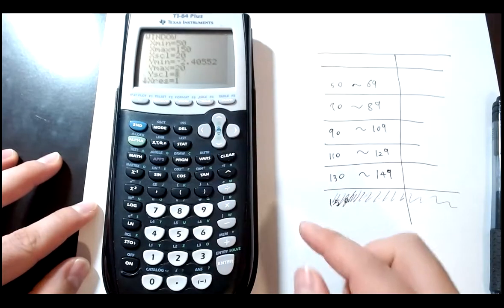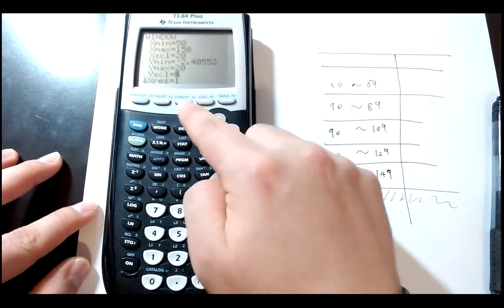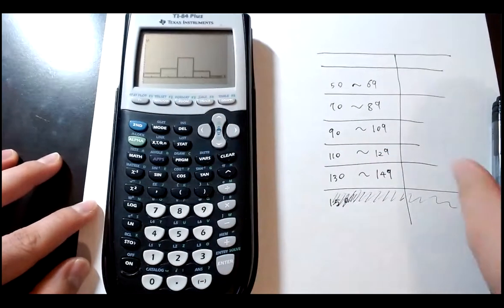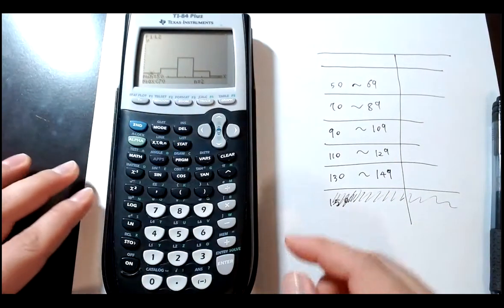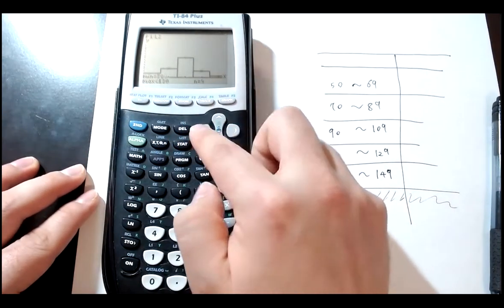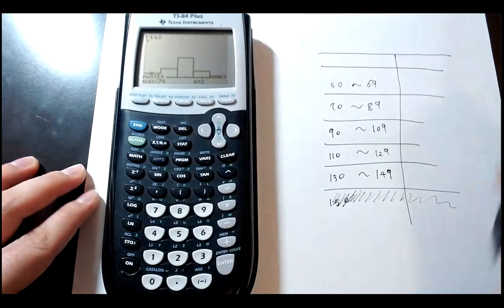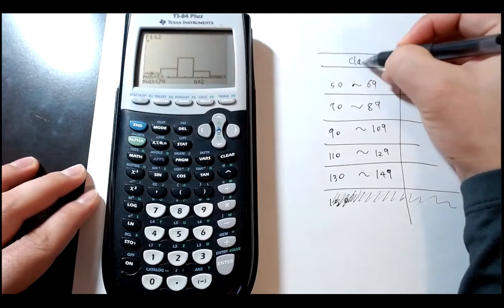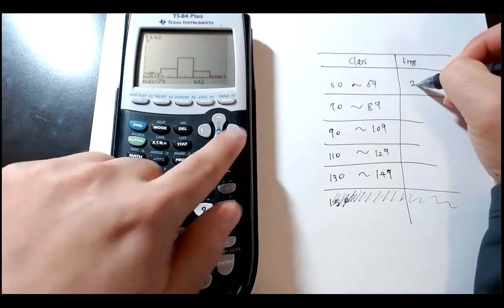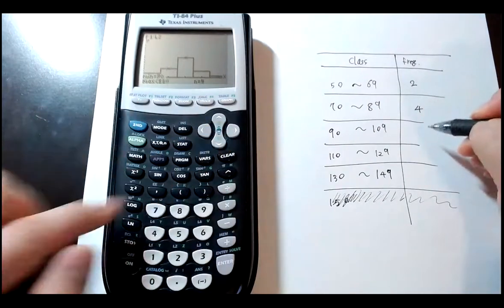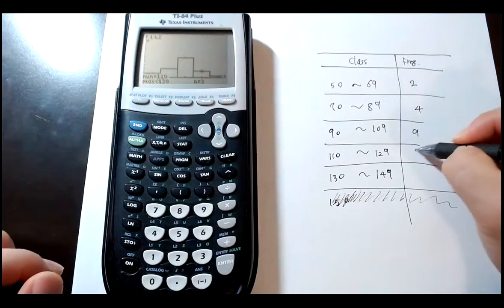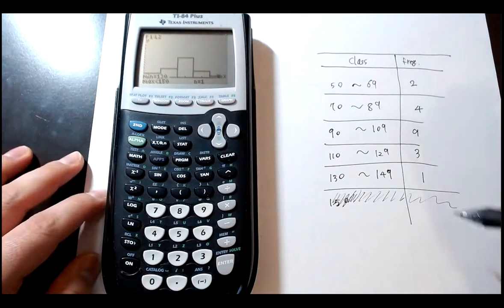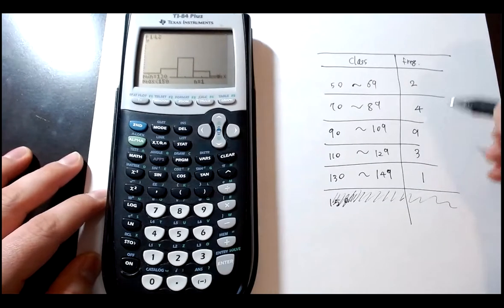Xres, you don't have to change it. And then press graph. I told you, don't press zoom. Press graph. Then press trace to figure out the frequency for each class. The first one is 2, the frequency of the first class. The next one is 4, and then 9, and 3, and 1.